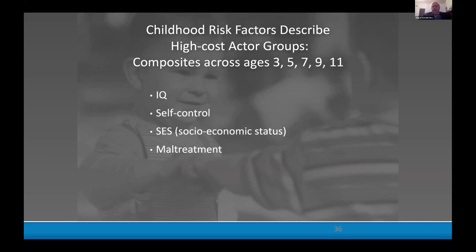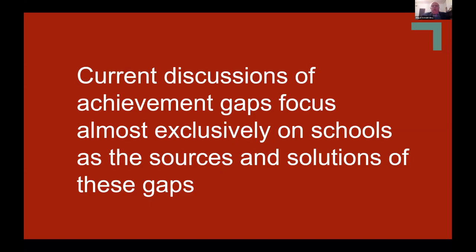What do we know about those factors? Well, their study points out that at early ages, as early as ages 3 and 5, 7 and 9 and 11, we can see that prediction factors that we can isolate, like IQ, the ability to control oneself, the socioeconomic status of the family, and maltreatment, are really major factors. So we know that we've got a problem here. So the question is, there's a gap. And the question is, what do we do about populations at risk?